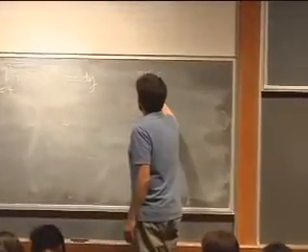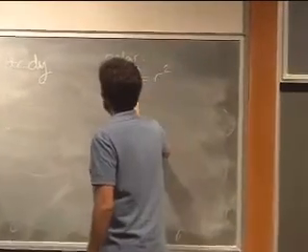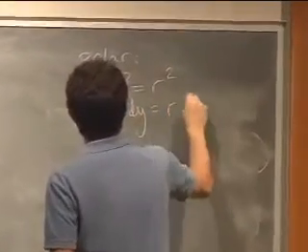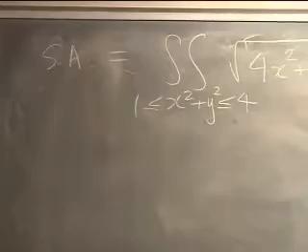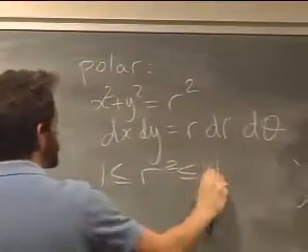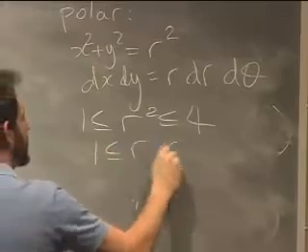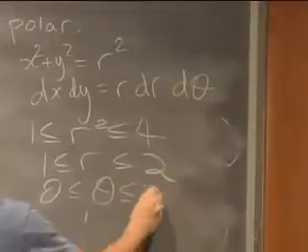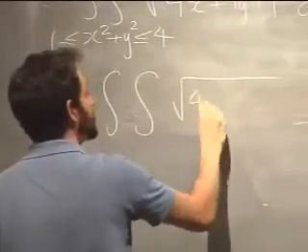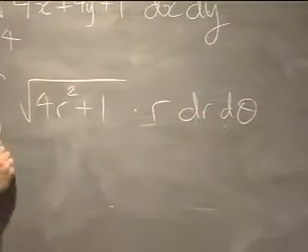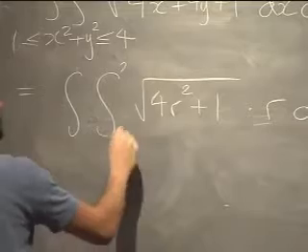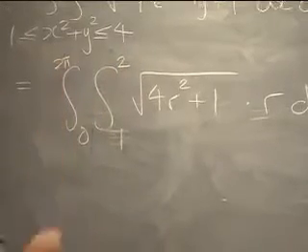Because x squared plus y squared is r squared, and dx dy is r dr d theta. You see that x squared plus y squared is r squared, so we have 1 is less than r squared is less than 4, i.e. r goes from 1 to 2. And because we want the whole circle, theta should go from 0 to 2 pi. So this integral becomes root 4r squared plus 1 times r dr d theta. And r is going from 1 to 2. And this is going from 0 to 2 pi.